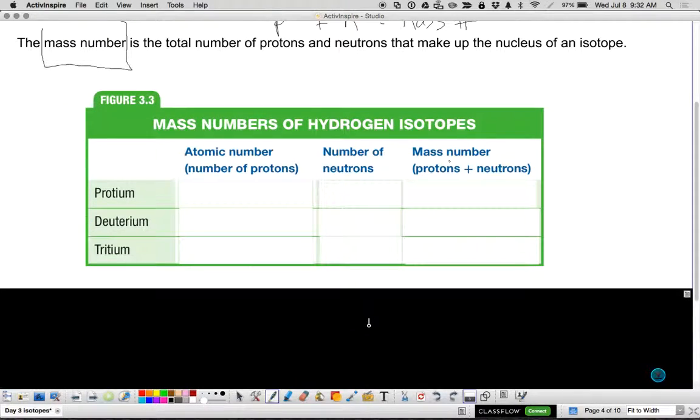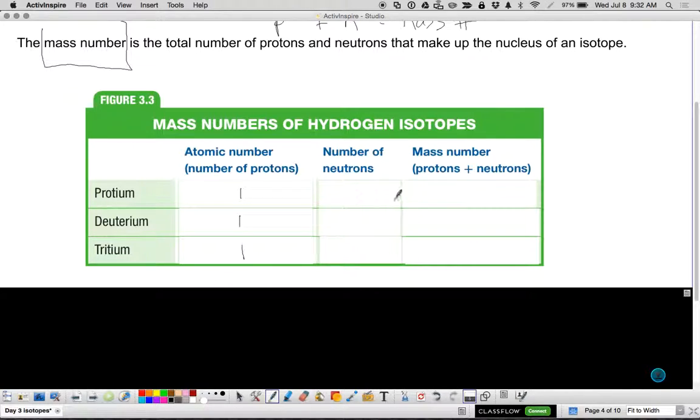Okay, so here's our table, and we're going to fill in some numbers. So, what is the atomic number of protium? Well, how many protons does it have? By the way, you should pause this here and see if you can fill out this table, and then see if you get it right. So I know that all of these things actually have the same atomic number, because they all have the same number of protons, because they're all isotopes of hydrogen. They each have one proton.